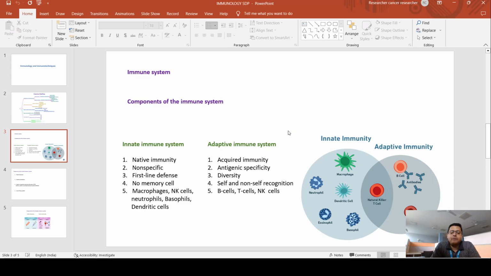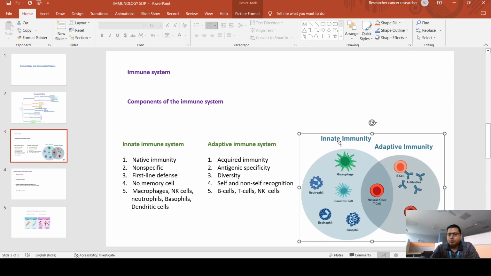The next thing is that different types of cells, just like B cells, T cells and natural killer cells, are involved in the adaptive immune system. You can see this diagram. Here there are two parts: one is innate immunity and the other is adaptive immunity.